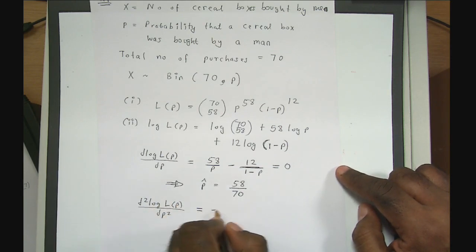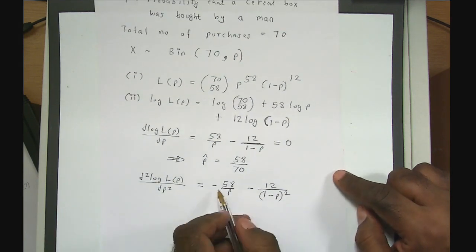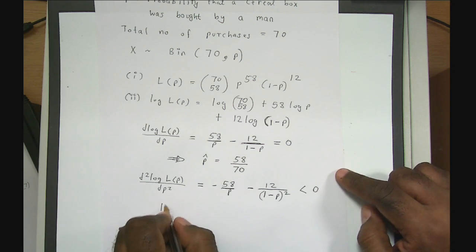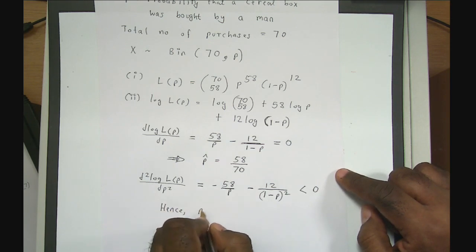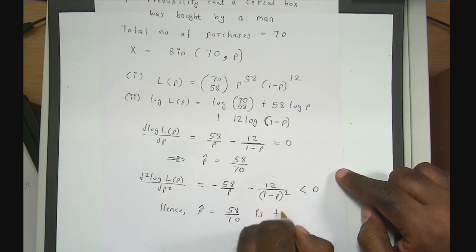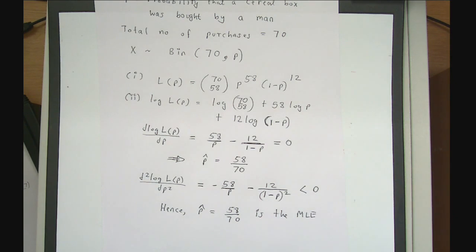Which is this. And since you have a negative and a negative, this must be a negative number. Hence, this is pretty straightforward. So the MLE for P is 58 by 70. Now that's the second part.